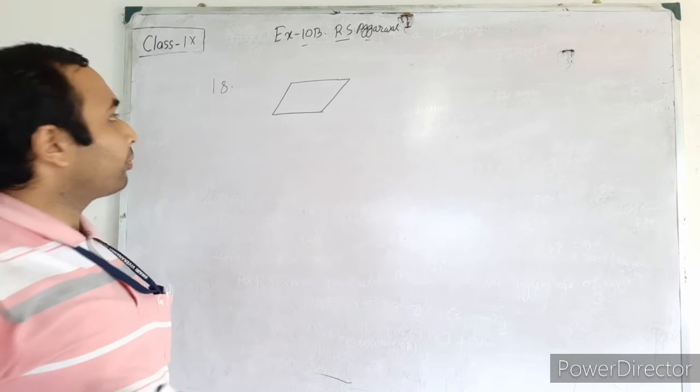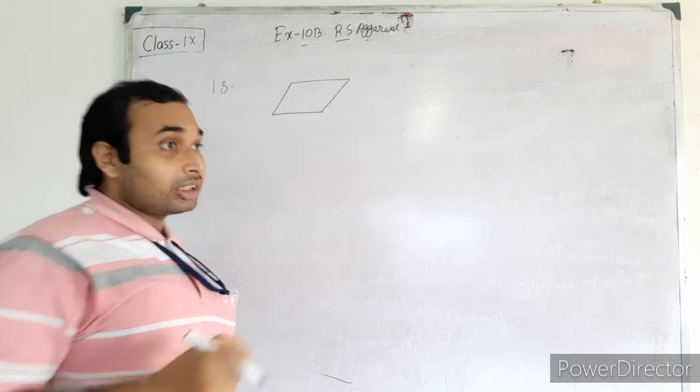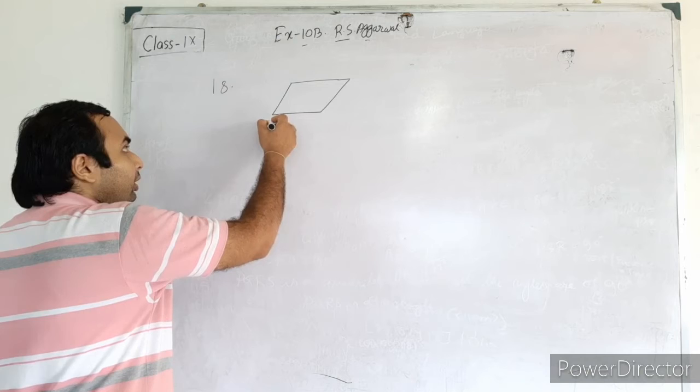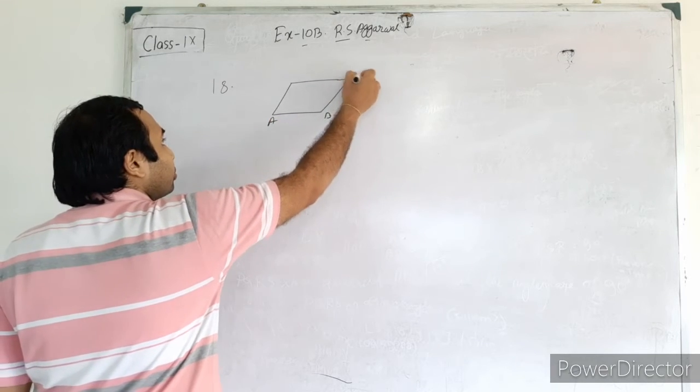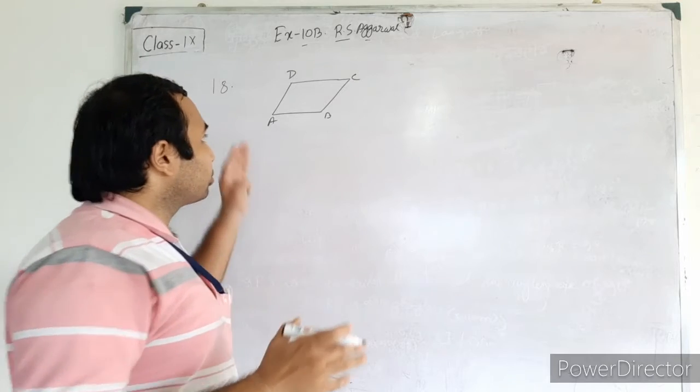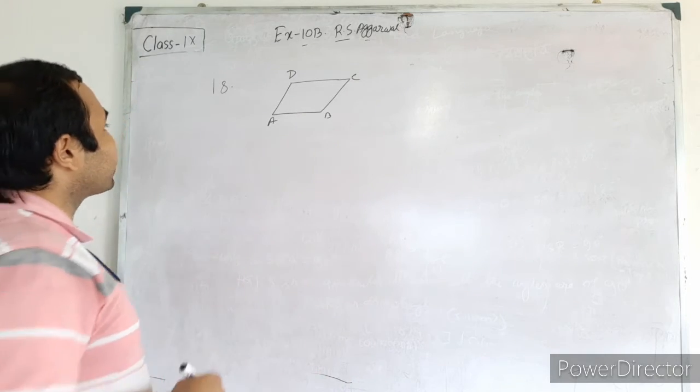Actually, for theorems or for proving any results, the diagrams should be rough diagrams. You should not waste your time using geometrical instruments to draw all of these. You can use only one scale.